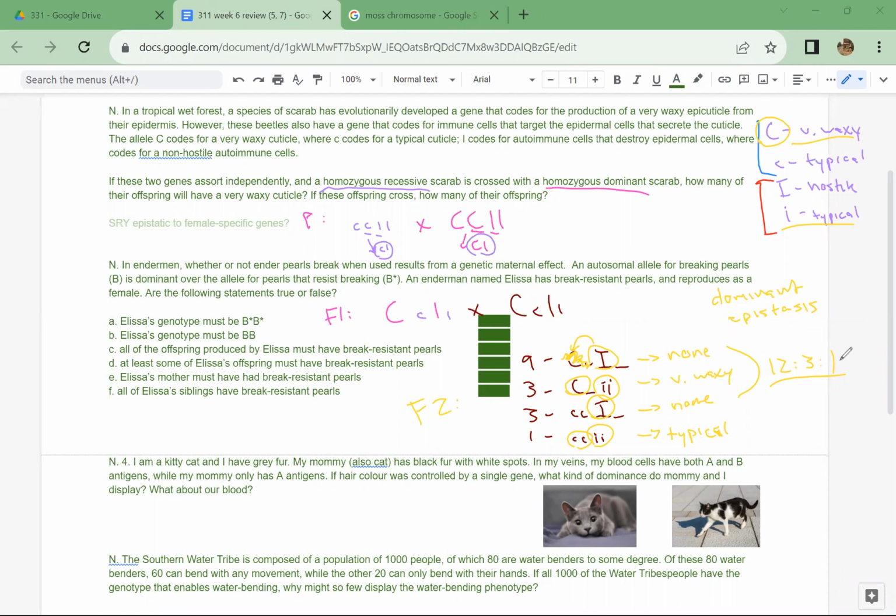And we can explore the other kinds, of course. I hate orange. Let's just do black. So we know dominant epistasis is 12:3:1. So let's look at different variations of this 9:3 to 3:1 and what that can create.